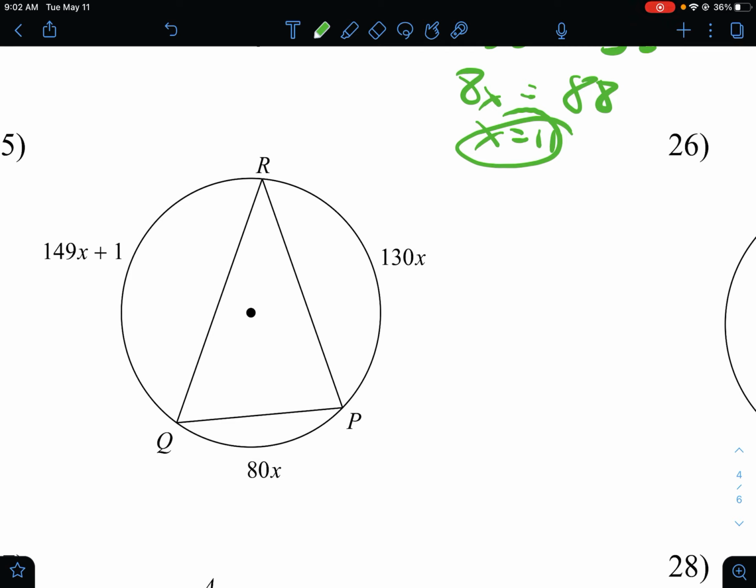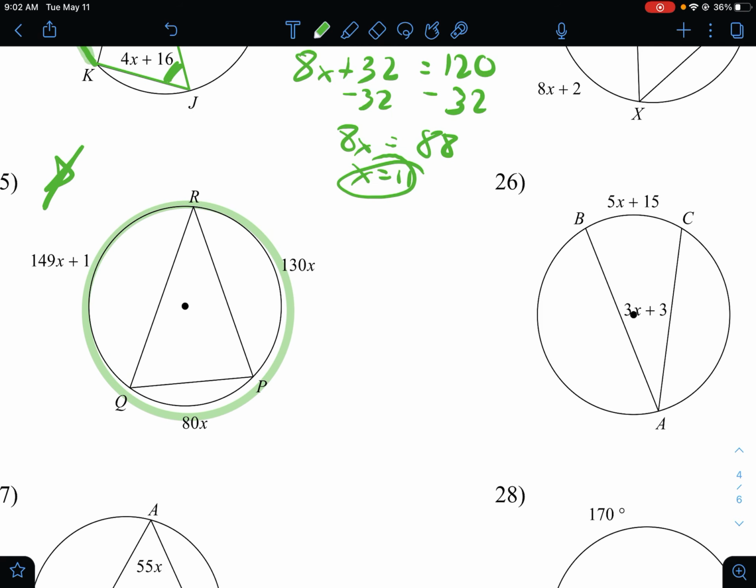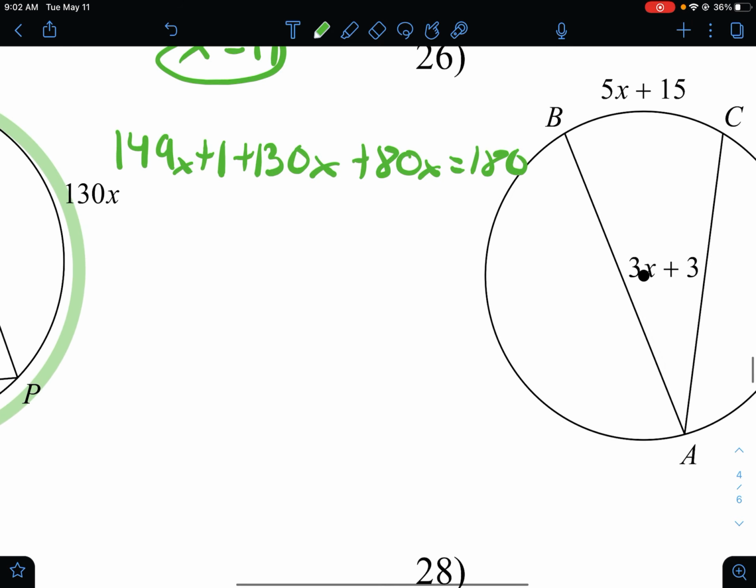Now for this one, they gave me the arc measures of the entire circle. Question, what is the measure of the entire circle? What should I add all of these up to equal? So the measure of an entire circle is 360 degrees. So we're going to say 149x plus 1 plus 130x plus 80x equals 180. We can combine like terms. We got 149 and 130. It's going to give me 279.